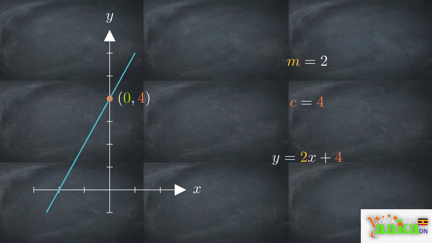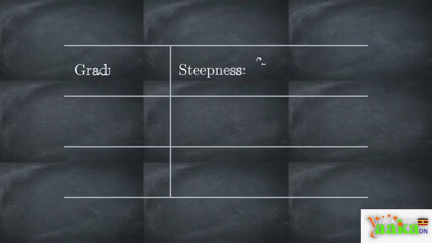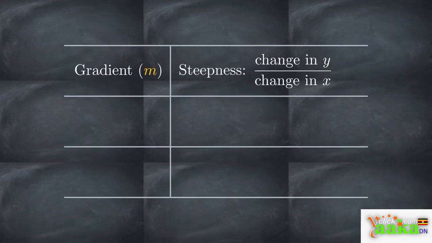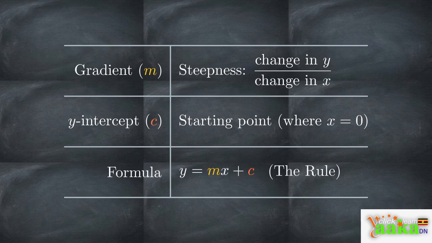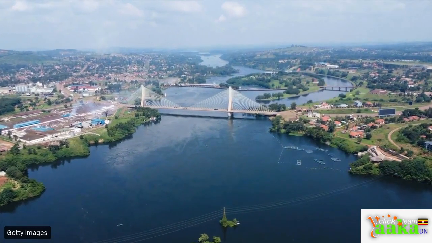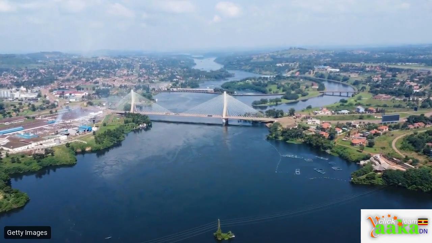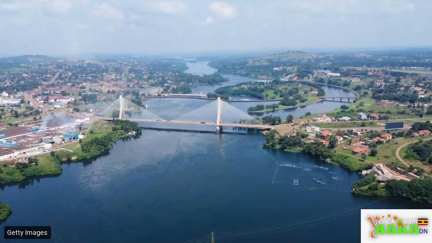This table summarizes the 3 key components. The gradient, m, is the steepness, change in y over change in x. The intercept, c, is your starting point, where x equals 0. And y equals mx plus c is the rule tying them together. Understanding the gradient and intercept allows us to describe constant processes with a single, clear rule.